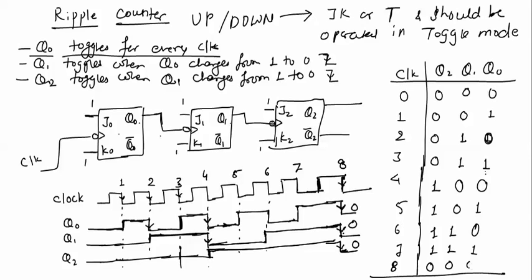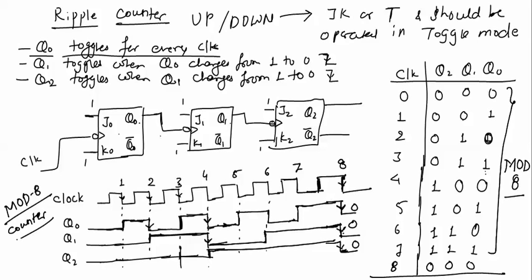So after the 7th clock pulse, the next clock pulse will reset the counter. There are 8 different counts, so this counter is called a mod 8 counter. This 3 bit up counter is also called a mod 8 counter.